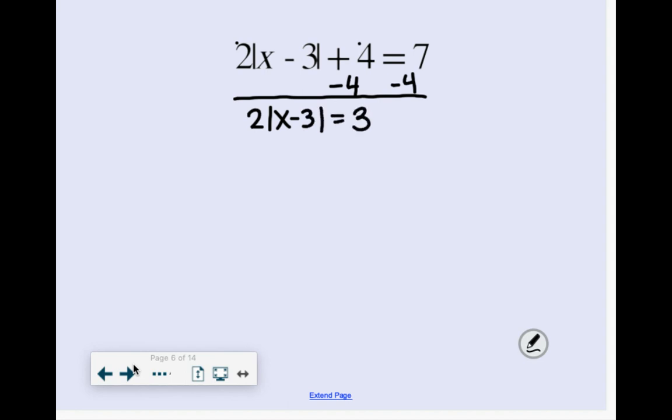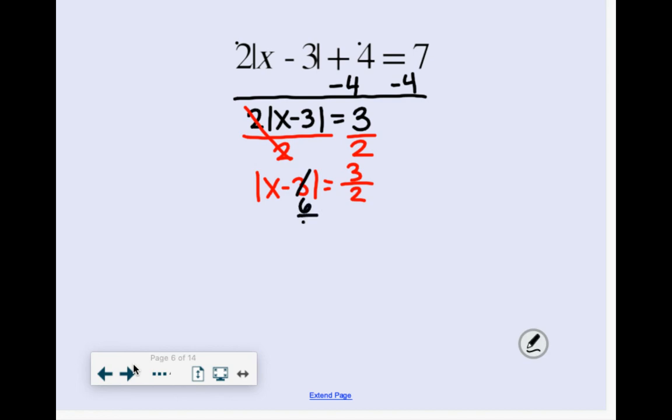7 minus 4 is 3. Divide by 2. Don't freak out. 3 divided by 2. We're just going to leave it as 3 divided by 2. Okay? But before I move on, I'm going to go ahead and cross this out and change it to, I can remember how to do math correctly, that helps.